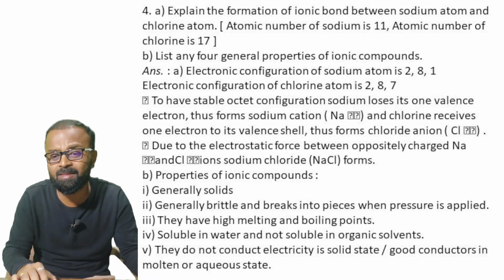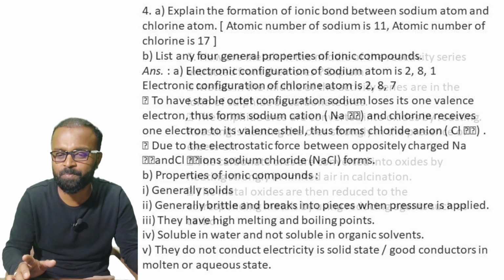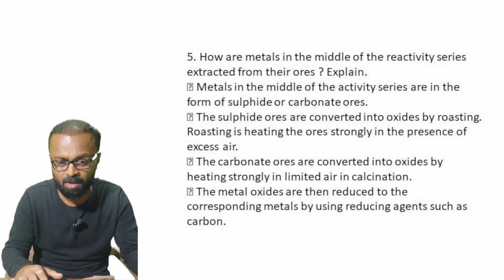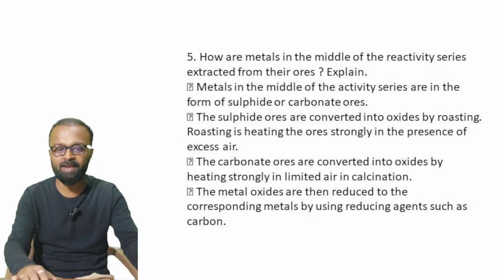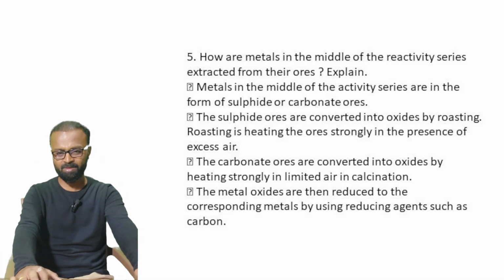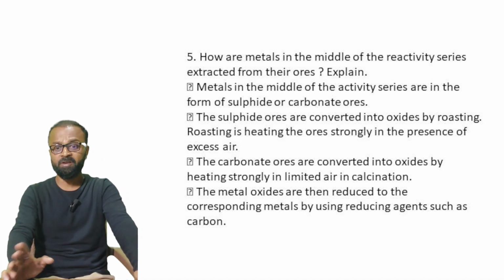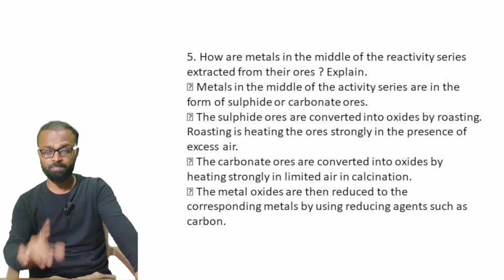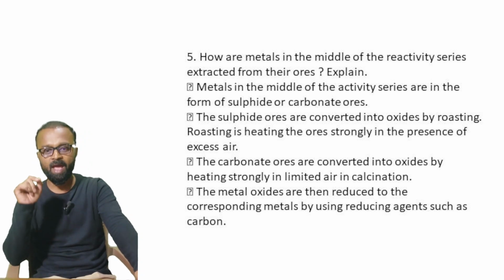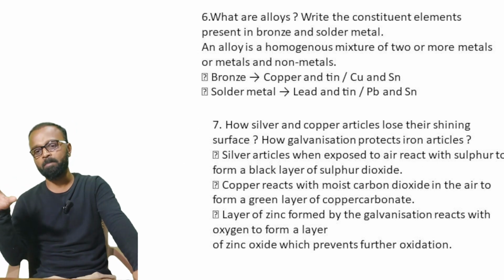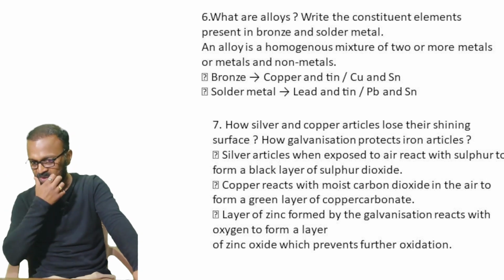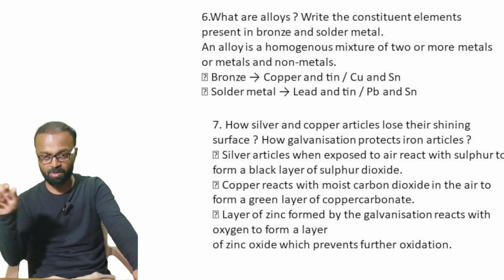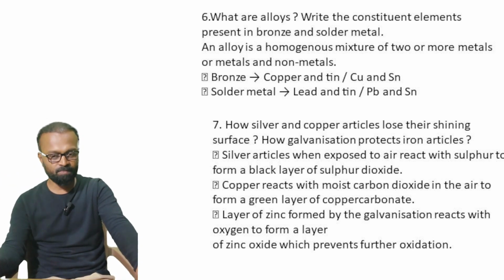How do silver and copper articles lose their shining surface? And the 7th question: how does galvanization protect iron articles? Already discussed the silver and copper articles. Silver will react with the sulfur present in the atmosphere and change into a gray or black color because of silver sulfide. And write the equation also: Ag plus S gives Ag2S. Then copper reacts with moist carbon dioxide, already we discussed, sometimes it is asked.